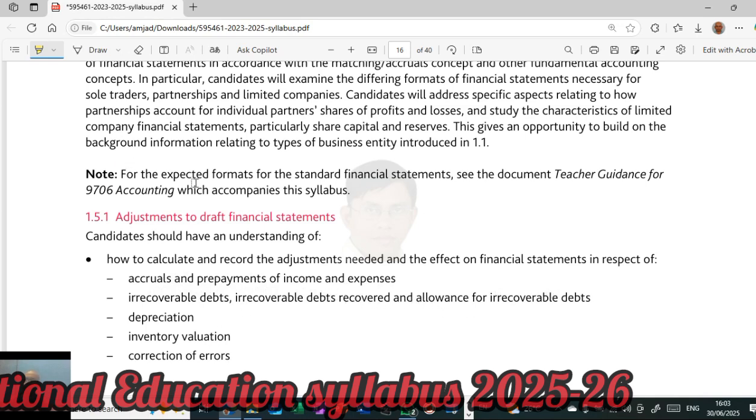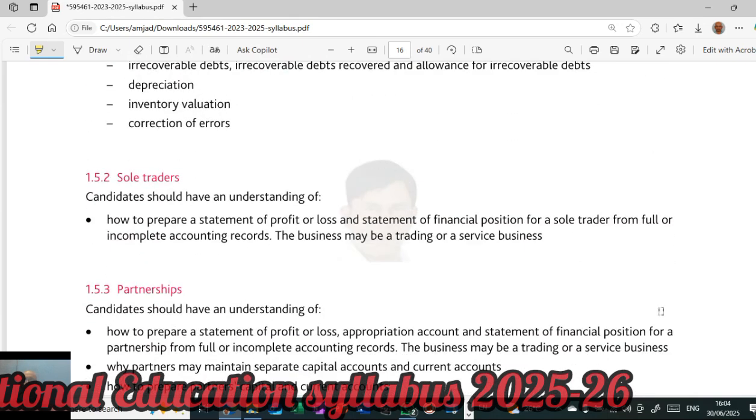Altogether, all these are equally applicable for all forms of enterprise, whether they are sole traders, partnerships, or limited companies. All these adjustments are common, so the understanding is the same. Understanding is very important and common, but you need to be very sure and very thorough in all these concepts. First you need to be thorough in these concepts, and then you have to apply them to financial statements of sole traders, partnerships, and companies.